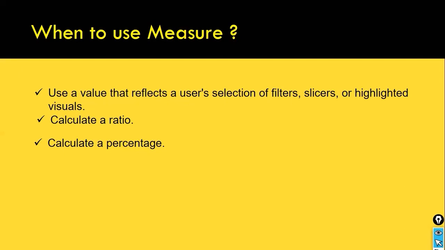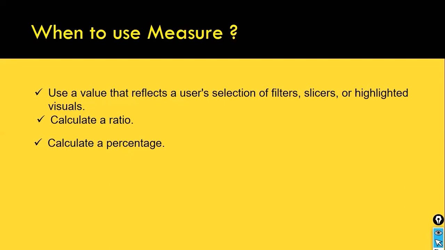So you can calculate the ratio or percentage or any aggregations. Ratio and percentage are kind of aggregations, isn't it? So you can do it using a measure. If anything comes up about measures, you tell them we use the measure for calculating ratio, percentage, total sales, that kind of aggregation.